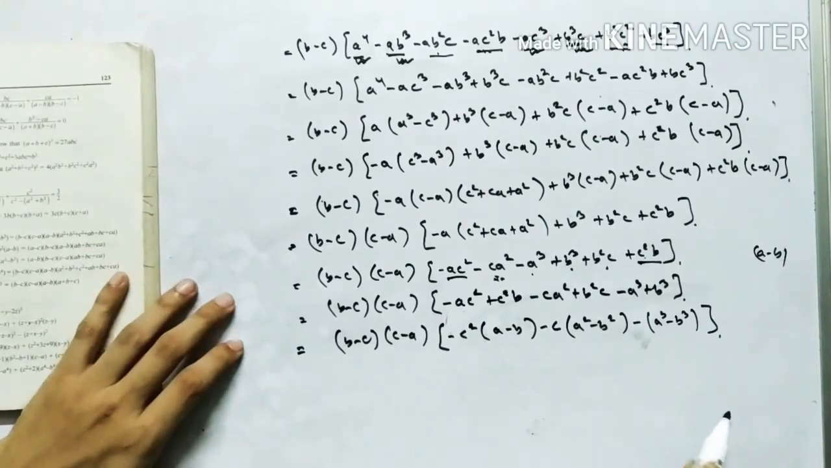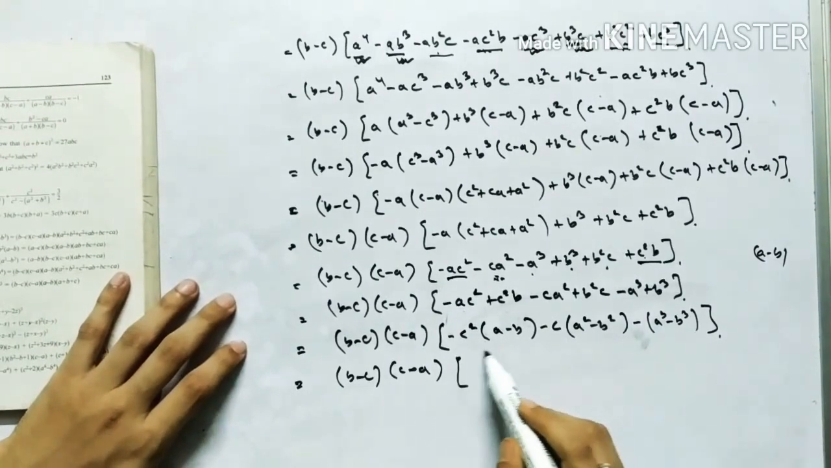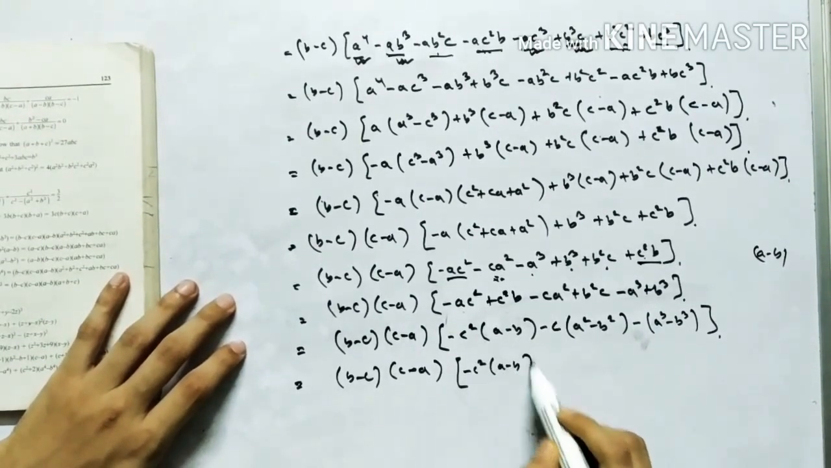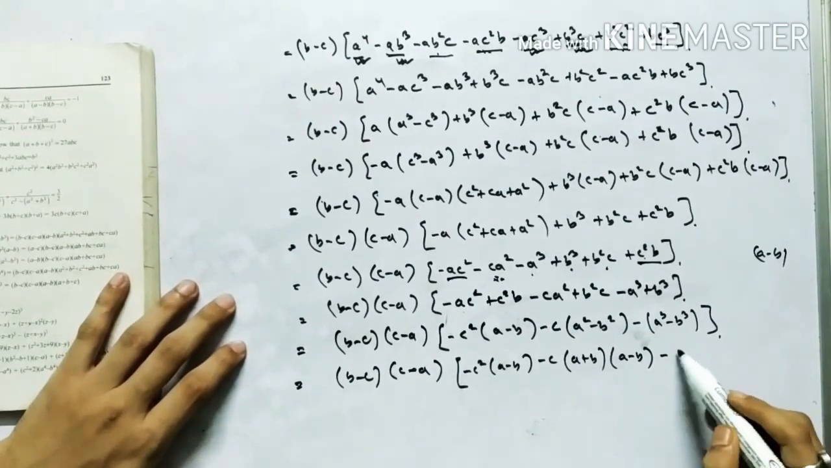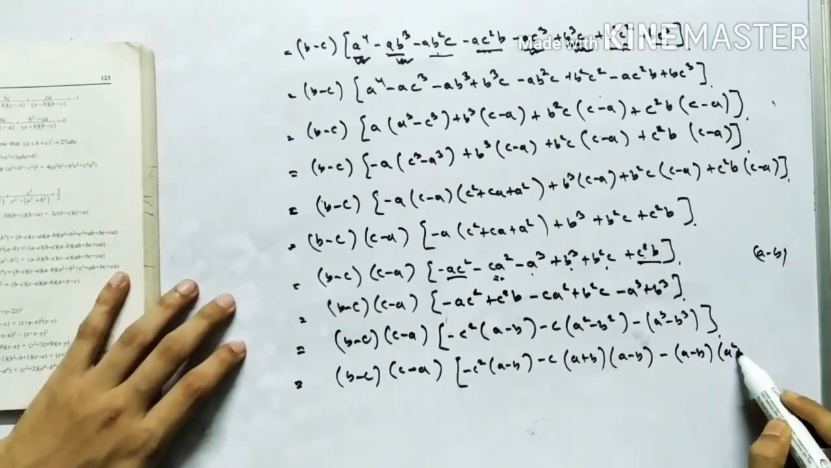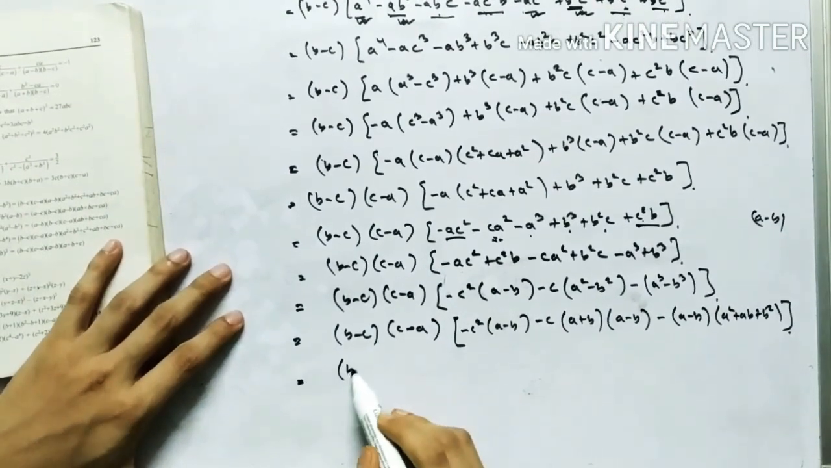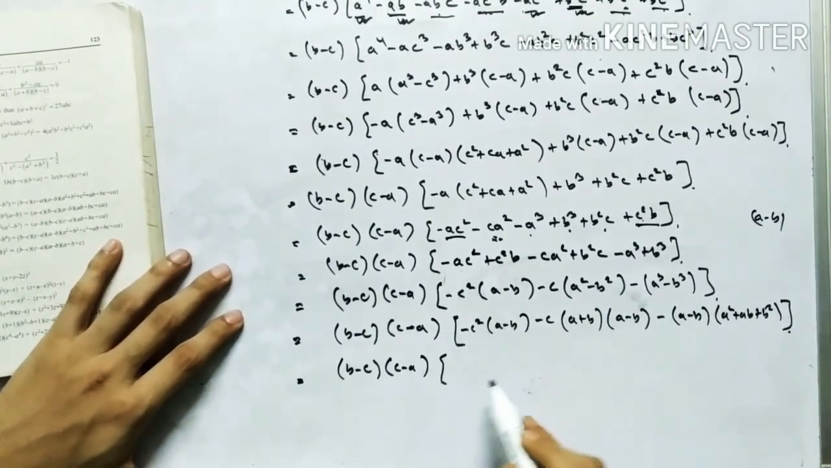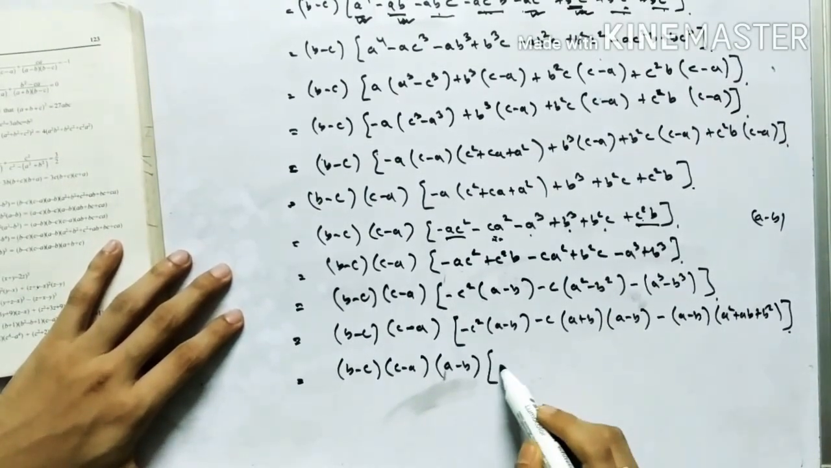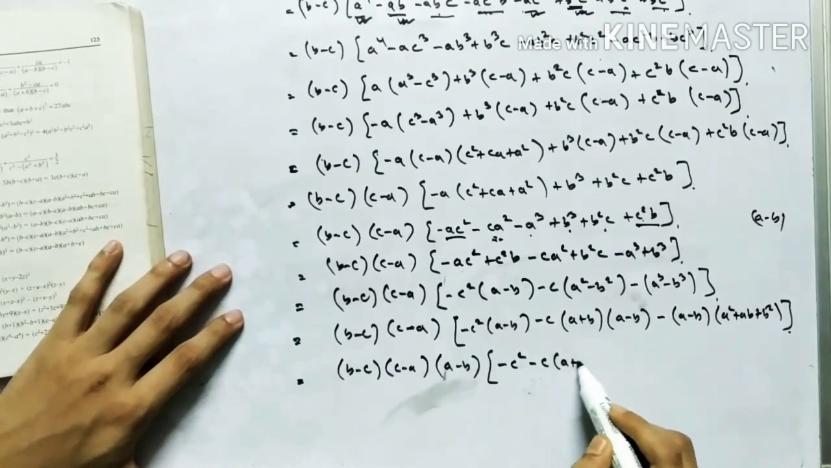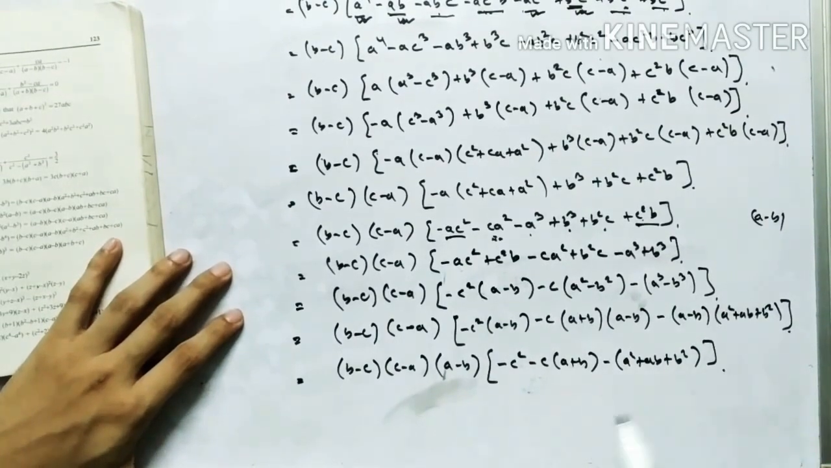Now (b minus c)(c minus a), in here you see minus c square (a minus b) minus c, this I can write (a plus b)(a minus b) minus (a minus b)(a square plus ab plus b square). So this is equal to (b minus c)(c minus a). From here again I can take a minus b common, so this is minus c square minus c(a plus b) minus (a square plus ab plus b square) I will get.